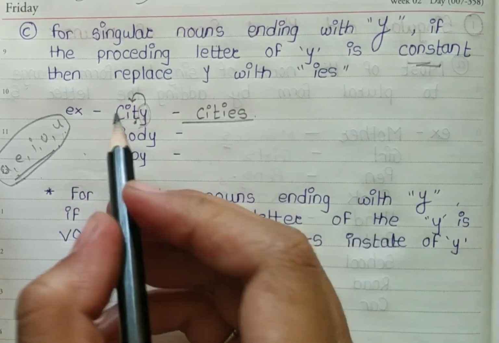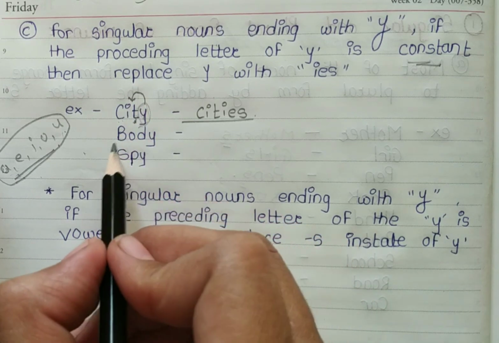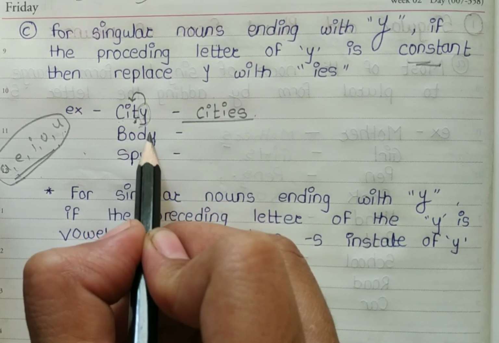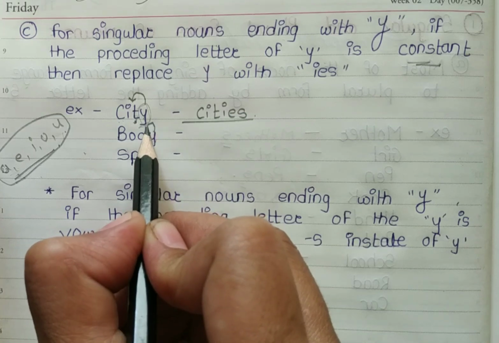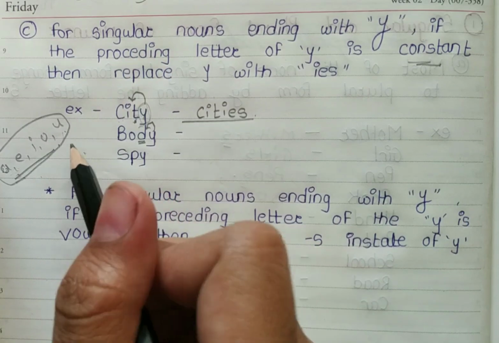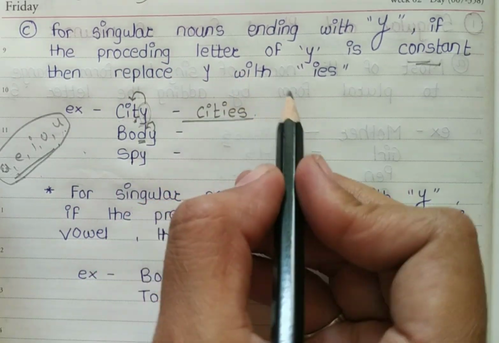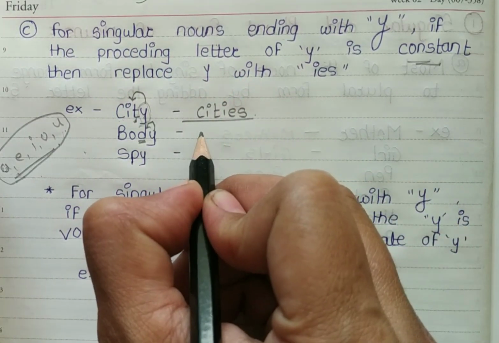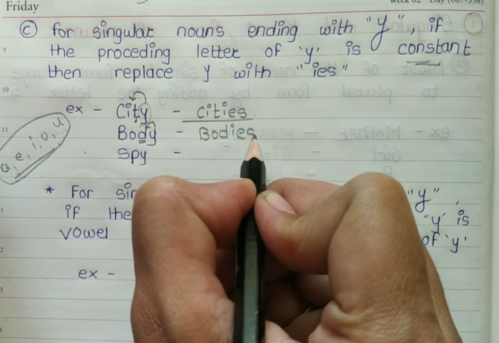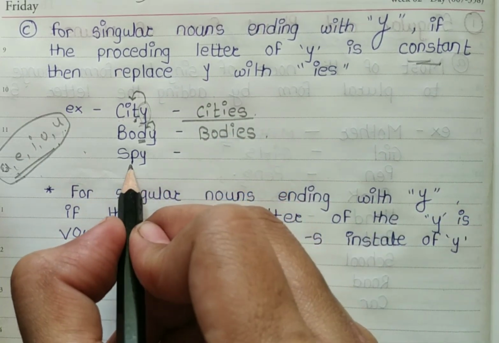Got it? The second example we are taking is body. In this word also the letter before y is a d, and d is not a vowel, so it will also be replaced by ies. So it will become bodies.